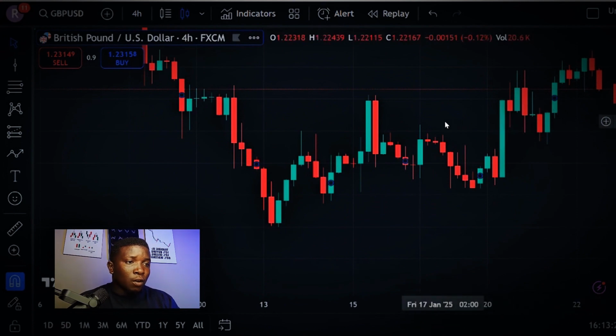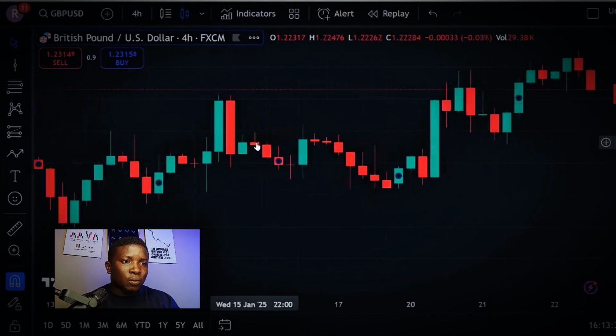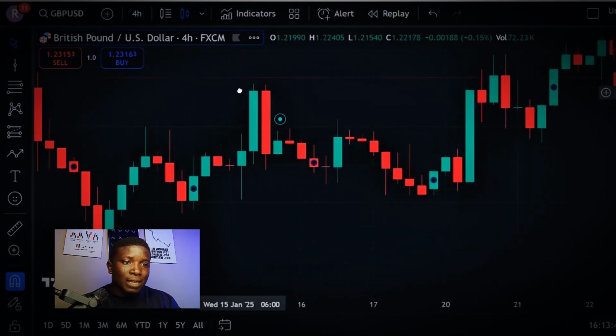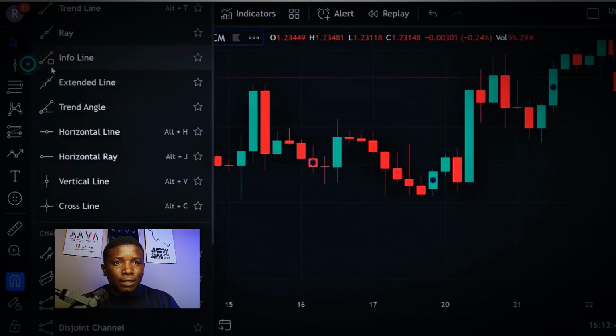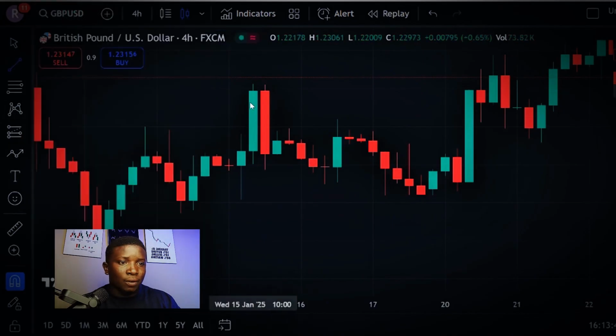So let's go for Friday. Yeah, let's go for Friday. So if you want to trade on Friday, you need the candles for Wednesday and Thursday, just the 2 previous days, all right? Now let's zoom this properly, 4 hours time frame. Now come directly to this place, choose your trend line, okay?